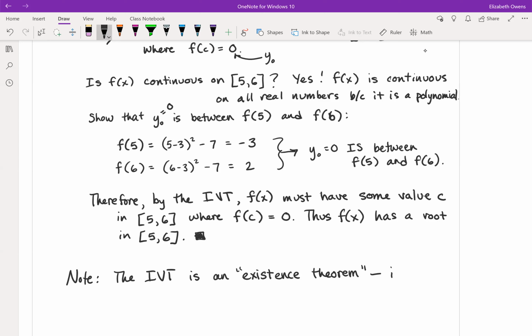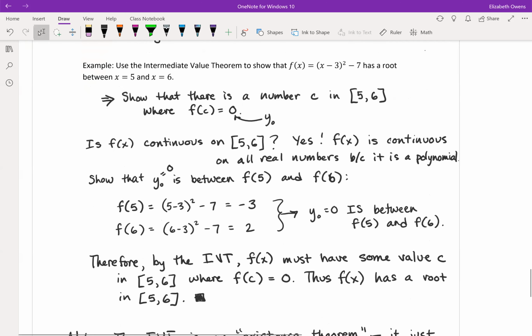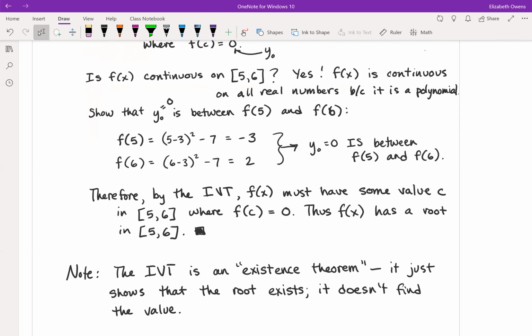Okay. It just shows that the root exists. It doesn't find the value. Okay. So you would have to use some other approach to find the actual value of that root. Set your function equal to 0 and solve for x. That is basically what you would do there. And then when you do that, you should get a value between 5 and 6. But yeah, the IVT is just an existence theorem.